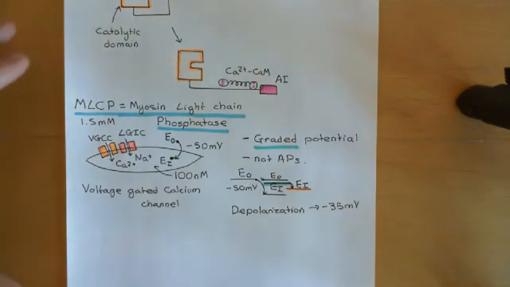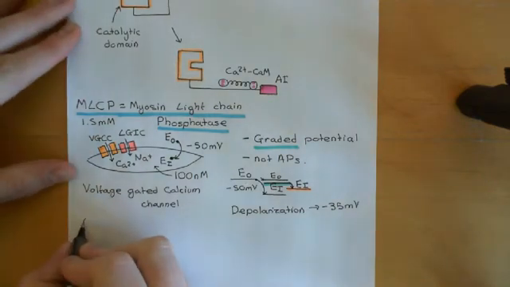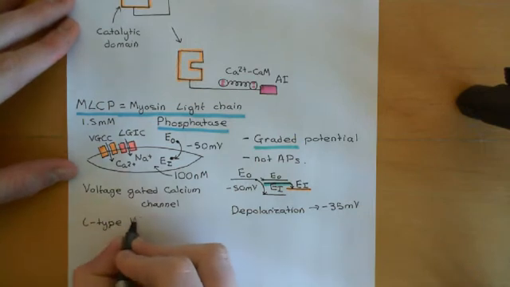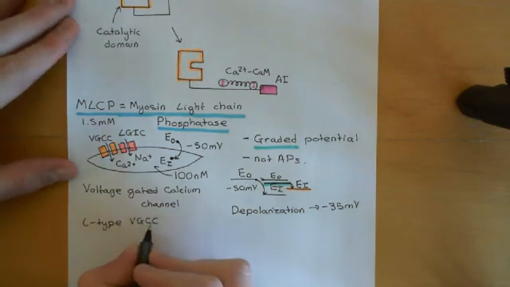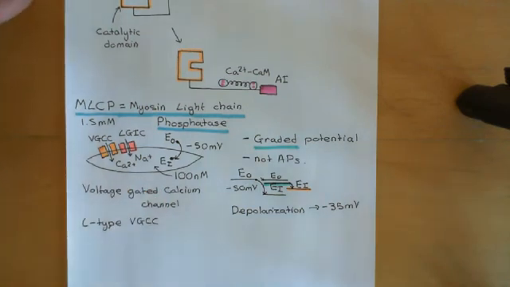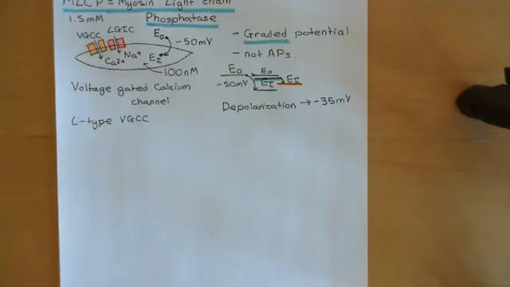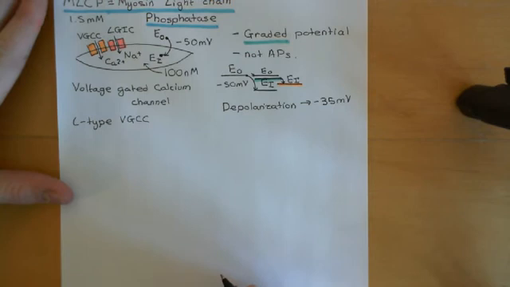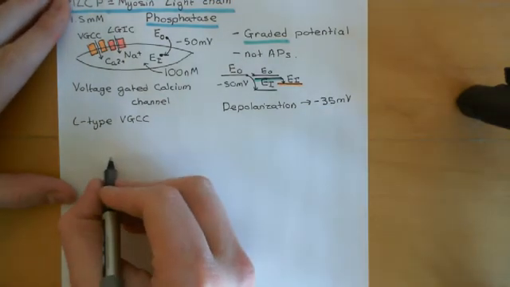Now, I just want to quickly explain what is meant by an L-type voltage-gated calcium channel, because the voltage-gated calcium channels in vascular smooth muscle cells are specifically L-type voltage-gated calcium channels. Basically, to do this, I just need to tell you a little bit about the structure of voltage-gated calcium channels. Unfortunately, voltage-gated calcium channels are not just one protein. They are a complex of proteins.